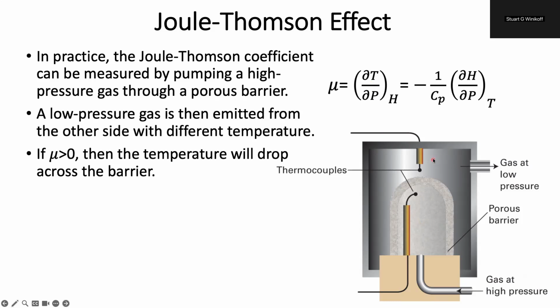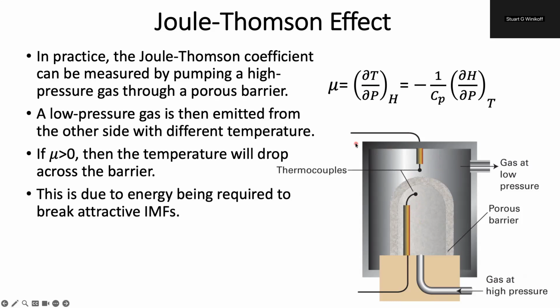So I should see a temperature drop. This means I will cool the system. Congratulations, this was one of the first refrigerators ever invented. And this is still occasionally used, where you can use a gas that will have a positive Joule-Thomson coefficient. So as you let it diffuse, you will see this decrease in temperature.